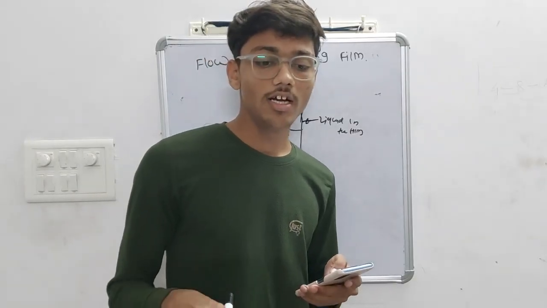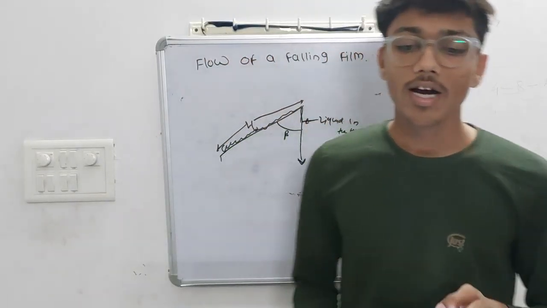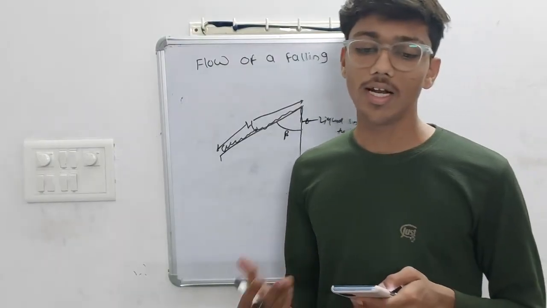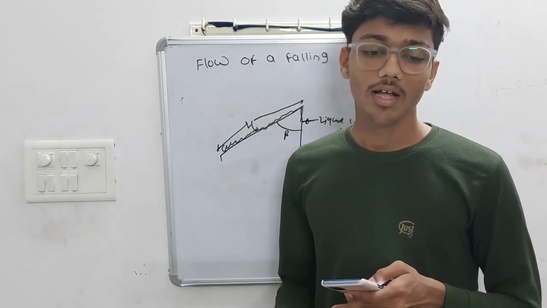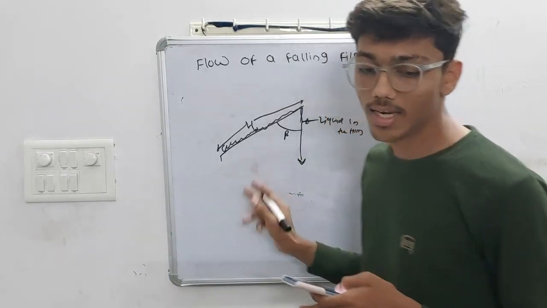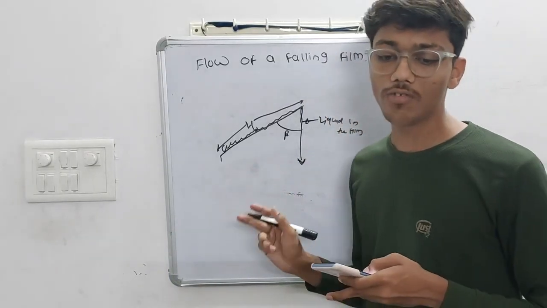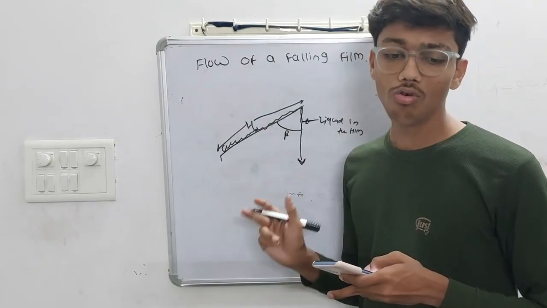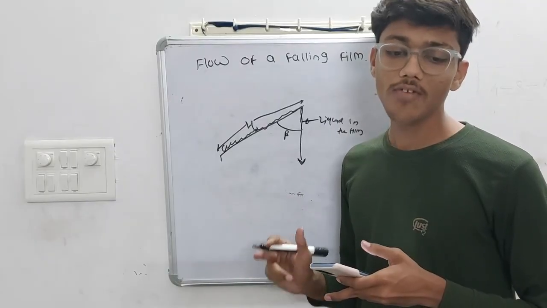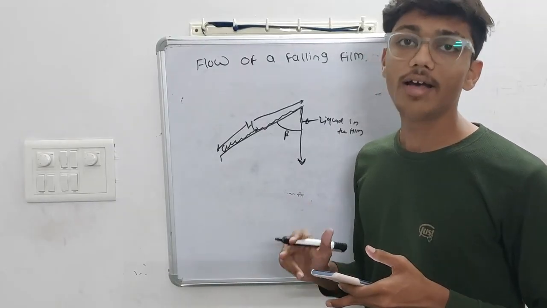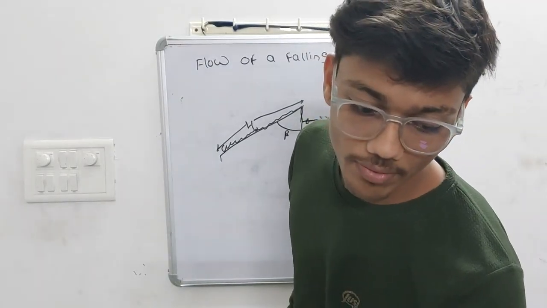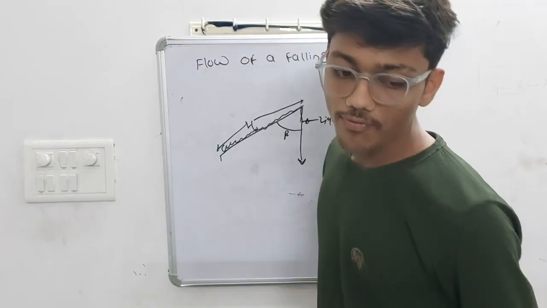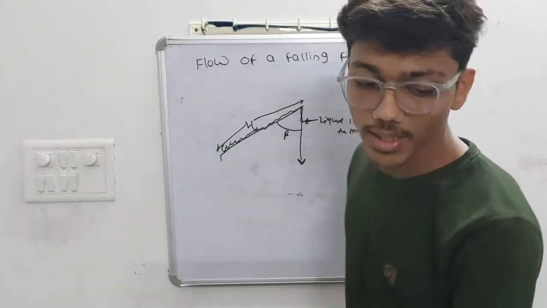We consider the film as an incompressible, Newtonian liquid flowing steadily down a flat plate under gravity. The film thickness is delta, and we'll assume the flow is fully developed and two-dimensional, meaning variations in the z direction are negligible. So our further assumptions are as follows.